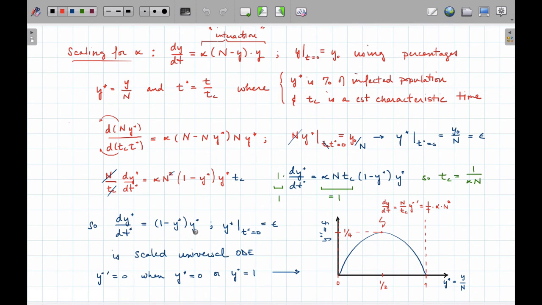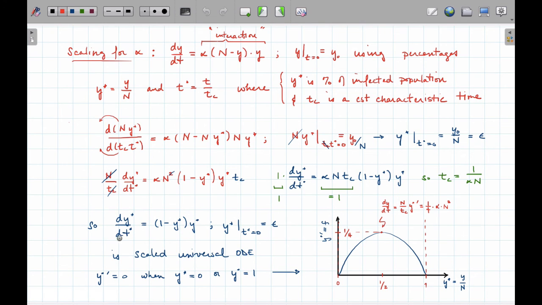This side is already factored when either y star is 0 or when y star is 1. So if initially there's no people infected, then there's never going to be any spread. Dy star dt star is 0. Or if all the people are infected, so when y star is 1, what does it mean when y star is 1? It means that 100% of n is y. In other words, the whole population now has been infected. Y is equal to n.